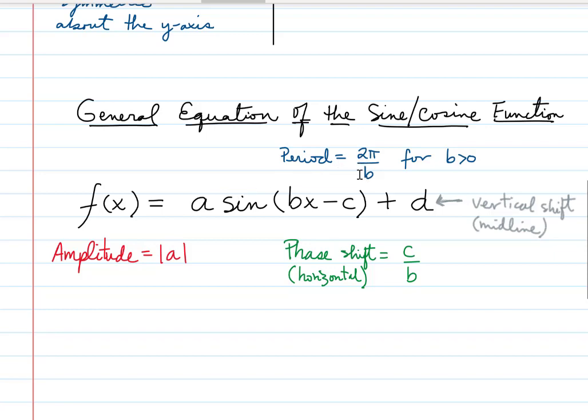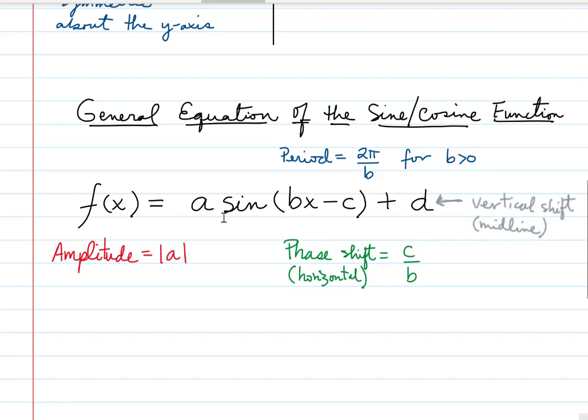Period is going to be 2 pi over b, and we'll see why it's 2 pi. This b here is basically going to determine the period, how long it's going to take a whole cycle, a whole wave, to complete. We're going to assume b to be positive, and we'll talk about what to do when b is zero or negative. So we'll deal with that. And then we have the phase shift, which is really just another name for the horizontal shift, and that is c over b. And then finally this d at the end here is just the vertical shift, which is also going to determine our midline, and we'll talk about that as well.